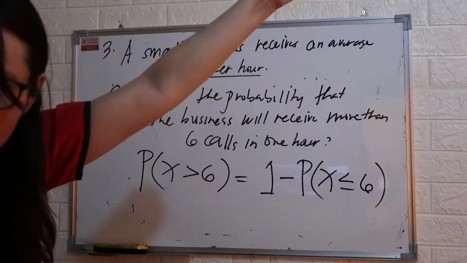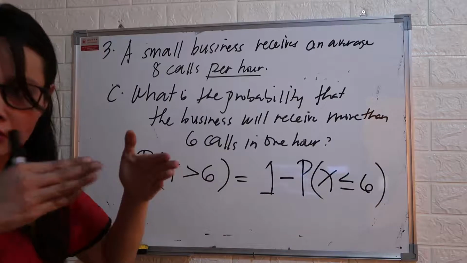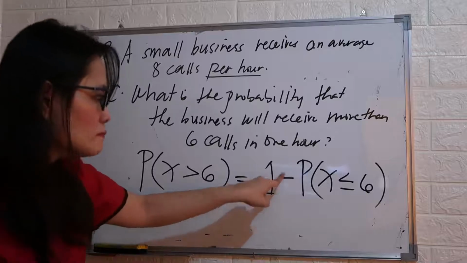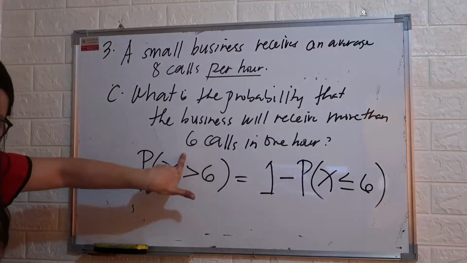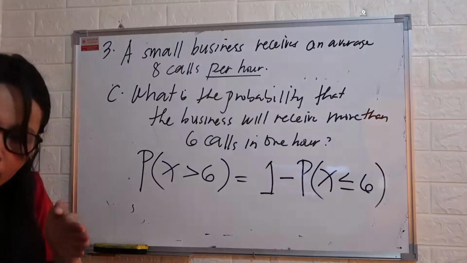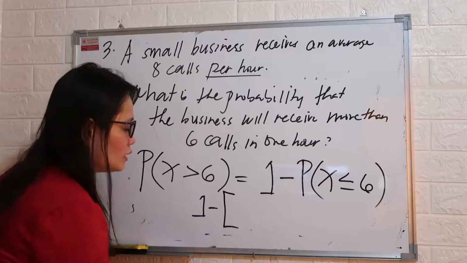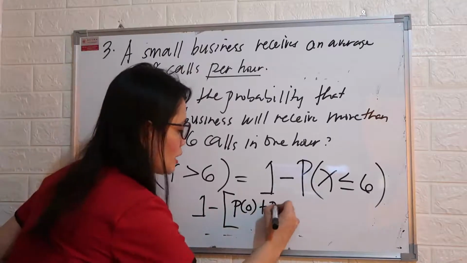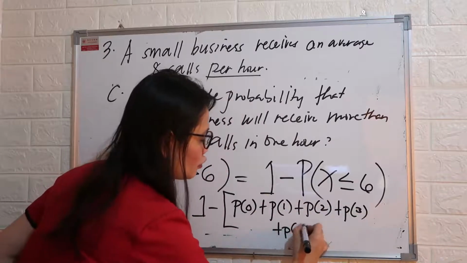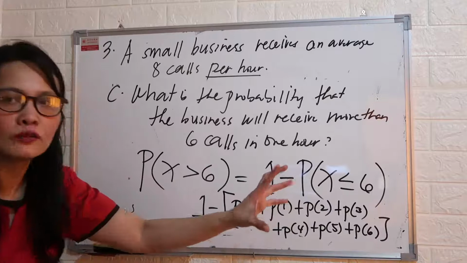So infinite. So to solve that, we need to subtract the reverse of it from 1 to determine the probability that the business will receive more than 6. Okay? So that would be 1 minus the opposite of this one, the probability of x less than or equal to 6. So that would be 6, 5, 4, 3, 2, 1, 0. Okay? So that would be 1 minus the probability of 0 plus the probability of 1 plus the probability of 2 plus the probability of 3 plus the probability of 4 plus the probability of 5 plus the probability of 6. Okay? So that's how we solve letter C.